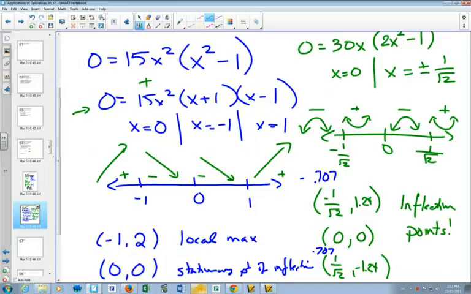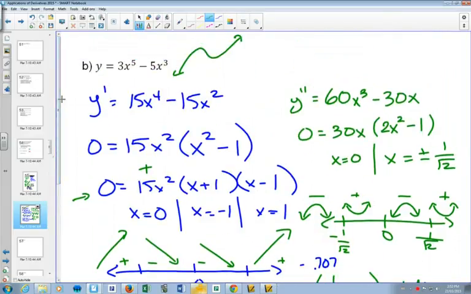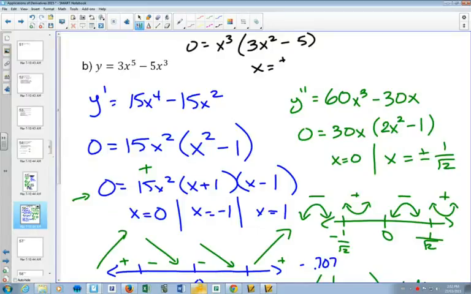We found our y-intercept, so we wouldn't have to do that. Going back to our original equation, could we find more x-intercepts? If we set it equal to 0, we could factor out an x cubed to begin with, leaving us with 3x squared minus 5. Setting this equal to 0, you will get plus or minus the square root of 5 over 3 as 2 more x-intercepts. So yes, you could find some more x-intercepts without your calculator.